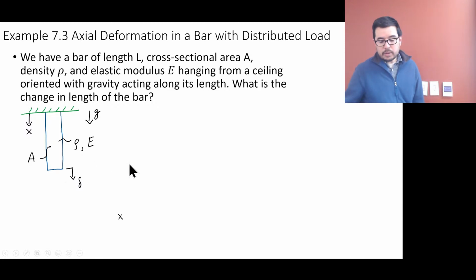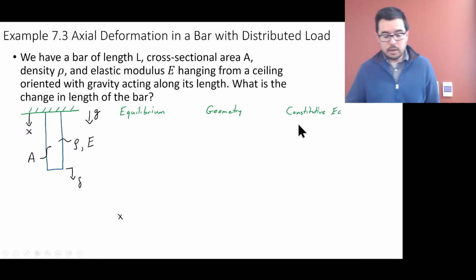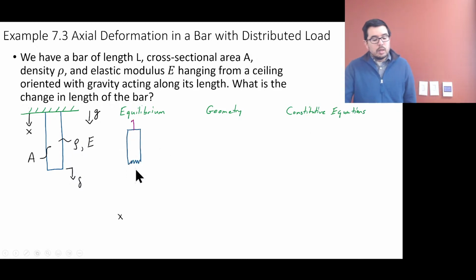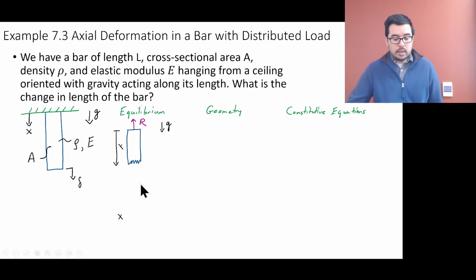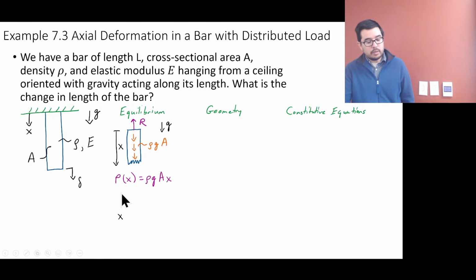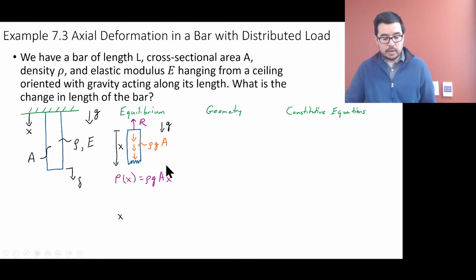What might we do? Well, maybe we can write out our 3 columns: our equilibrium, our geometry, and our constitutive equations. When we look at equilibrium, what do we have? At a given location, we're going to have this rho g A acting down, and we have the P. Now this is kind of a complicated expression to have.